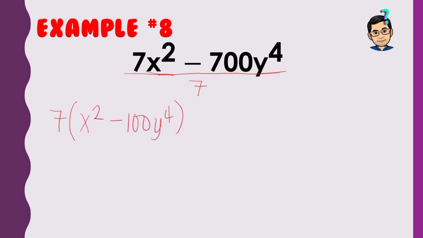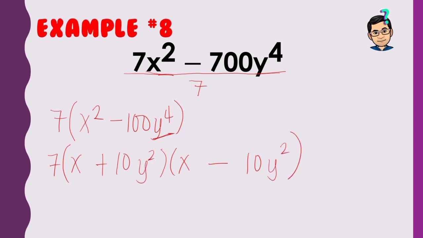So again, this is not the final answer. Kailangan pa natin siyang i-factor out. So 7 times the square root of x squared, that is x, plus, and then minus. The square root of 100 is 10. And then y to the 4th power is y squared. Okay. So the factored form of 7x squared minus 700y to the 4th power is 7. Ito yung common monomial factor niya. Times the quantity of x plus 10y squared times x minus 10y squared.